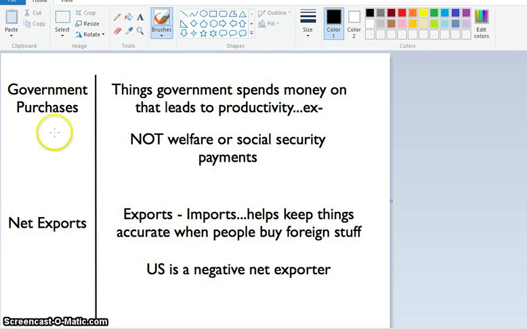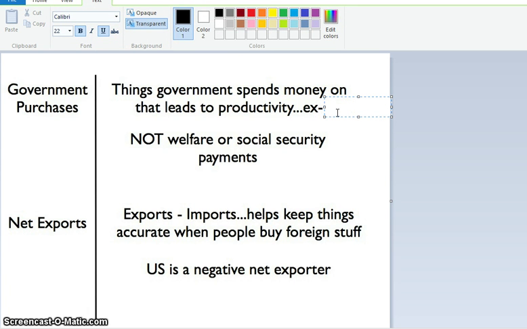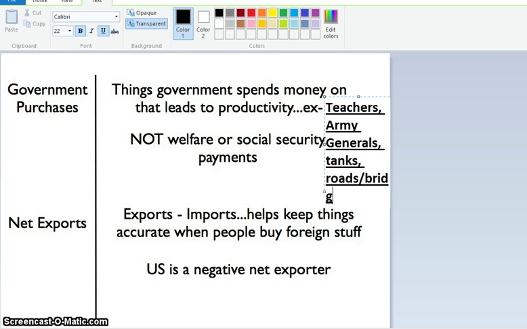Your G stands for government purchases. So again, these have to be goods or services that are productive. So, you know, salaries to like teachers or to like army generals. Those salaries are for services rendered, so those count. Buying tanks, sure, those count. Building roads, bridges, those are productive goods. Those are tangible goods. Those count.